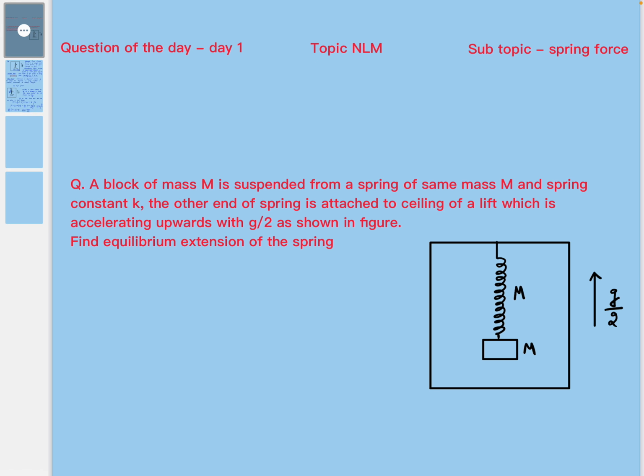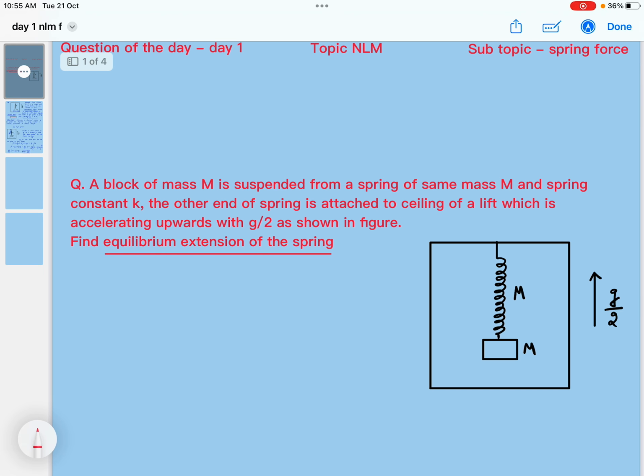So force or torque equations we write to get a particular equation in a given event. So here what is the event? Equilibrium extension of the spring. So when the block is in equilibrium, obviously with respect to the lift, in the lift frame. Here we should not overthink what kind of equilibrium this is, whether with respect to the ground or the lift. They are saying equilibrium extension of the spring means the extension of the spring is not increasing, right? So obviously in the lift frame they are asking, when the system is in equilibrium, find the extension in the spring.